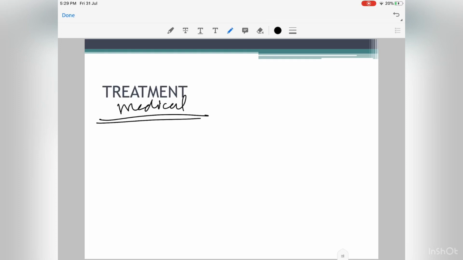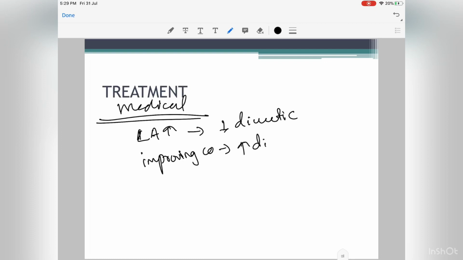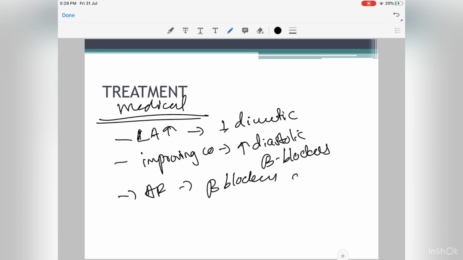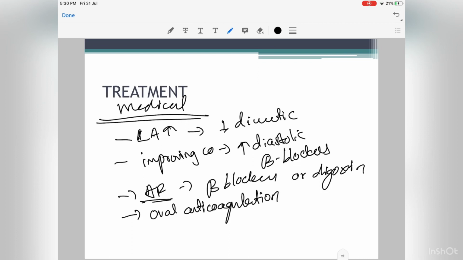Apart from this, the LA pressure which is elevated can be reduced by using diuretics or by improving cardiac output by increasing the diastole. This can be done by beta blockers. So cardioselective beta blockers can be used even in absence of AF. If AF is present, then either beta blockers or digoxin can be used. And all patients with valvular atrial fibrillation need oral anticoagulation with a vitamin K antagonist. Vitamin K antagonists are warfarin or acenocoumarol.